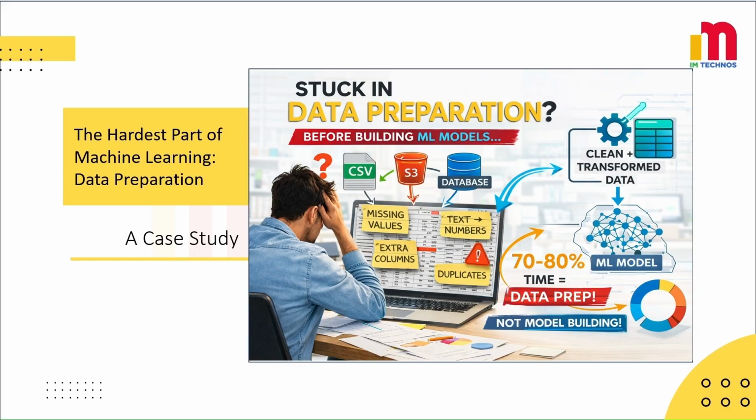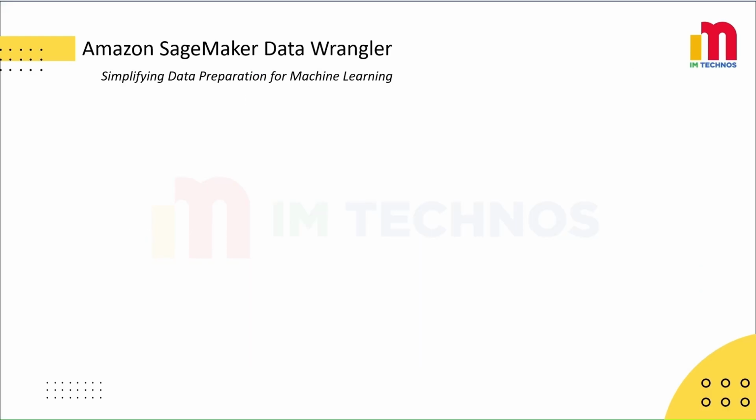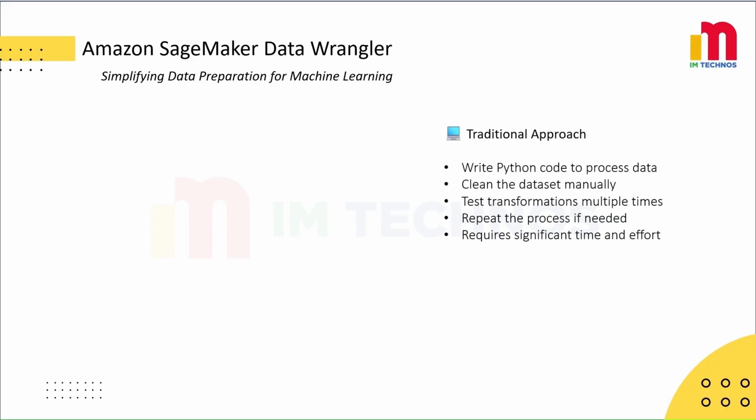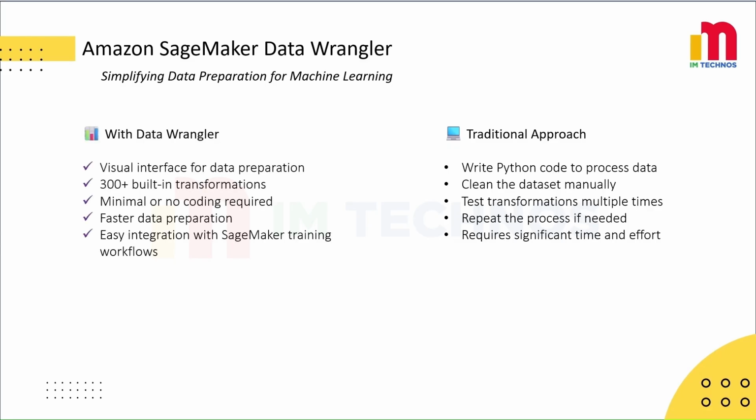The answer is yes. That service is called Amazon SageMaker Data Wrangler. Without Data Wrangler, the process usually looks like this. You write Python scripts, manually clean the data, test your transformations multiple times, and repeat the process again and again. This can take a lot of time and effort, but with SageMaker Data Wrangler, things become easier. You get a visual interface with more than 300 built-in transformations. This means no heavy coding, faster data preparation, and easy integration with SageMaker training workflows. In simple terms, it removes the fear and complexity of data pre-processing, especially for beginners.